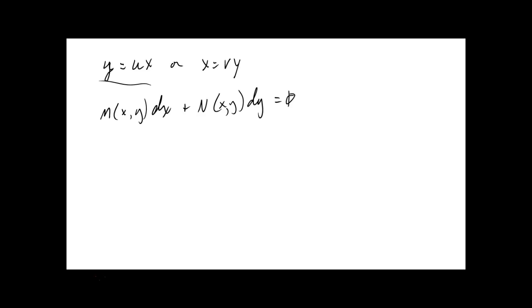But this must be homogeneous. M of x,y and N of x,y must have the same degree. Now, what do I mean by that? And again, they're polynomial-like forms.